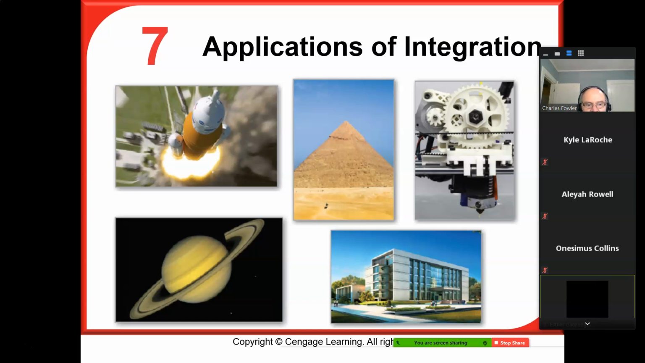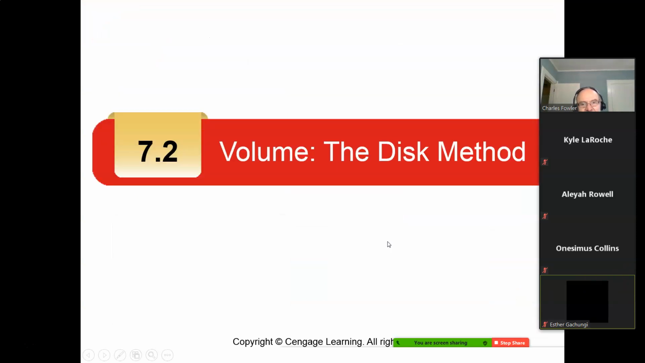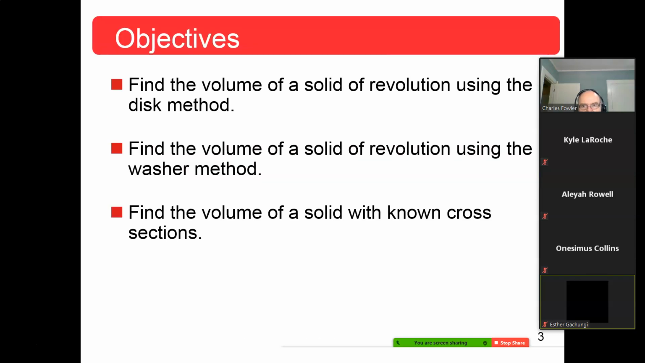Chapter 7 is applications of integration. 7.1 was basically area between two curves. Okay, 7.2 will not advance until I hit the screen. There we go. 7.2 is going to have you not do areas, but do volumes. And this will be the first of two methods to do volumes. The first is called the disk method, and you'll see why just momentarily.